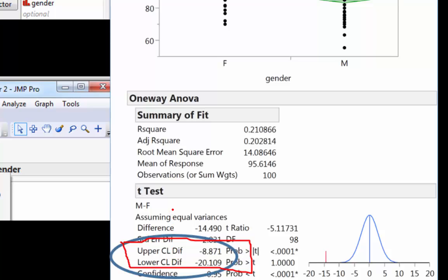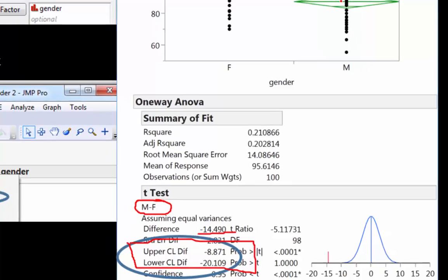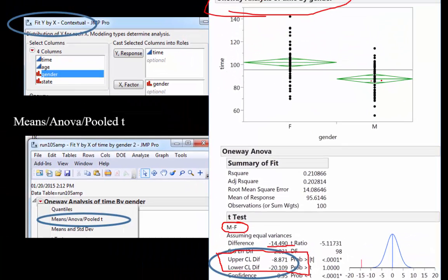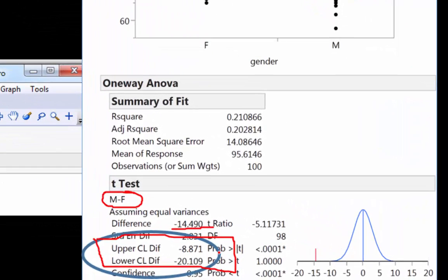Now this is a test of differences, so we're saying on average this male minus female difference is minus 14.49. You can see the average here is a value that's smaller than this, so if we do male minus female, then that average difference is going to be something negative. And the 95% confidence interval around this mean difference is minus 20 to minus, say, 8.8, 8.9.